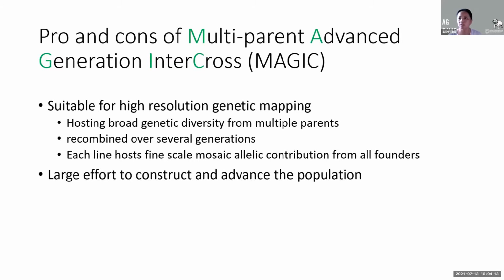Because of this process, this mapping population is really desirable for high-resolution genetic mapping or GWAS analysis. This is the benefit of having the MAGIC population, but the downside of producing and utilizing it is the large effort needed to do the construction, to advance the population, and also to genotype and phenotype the population.